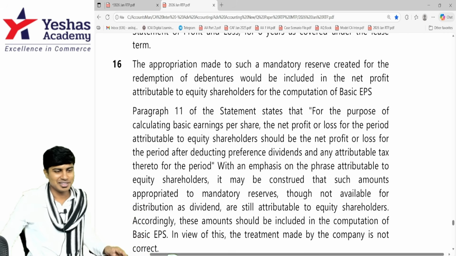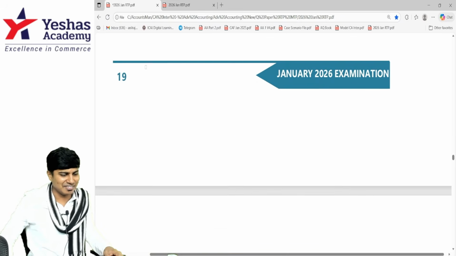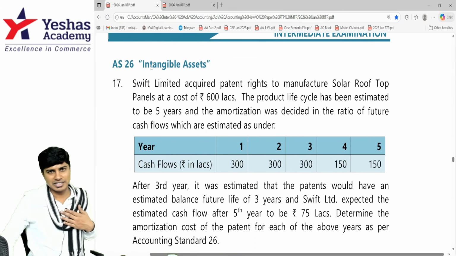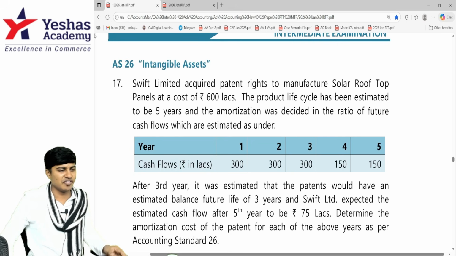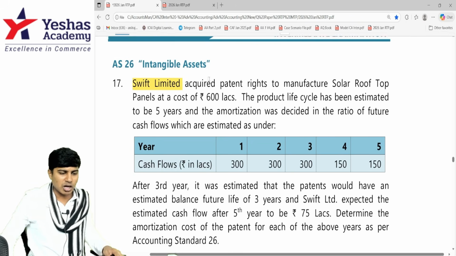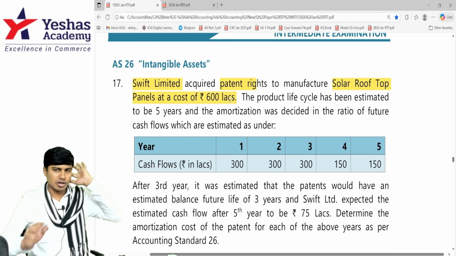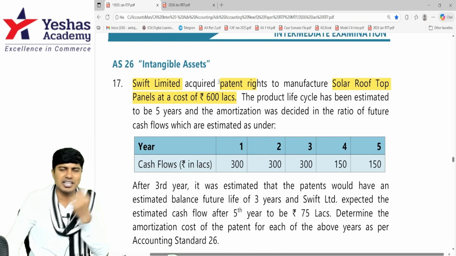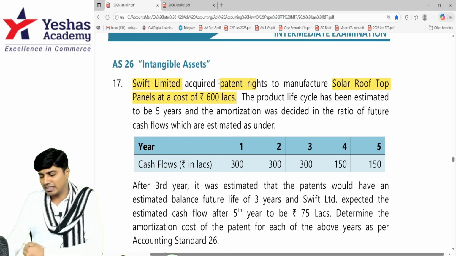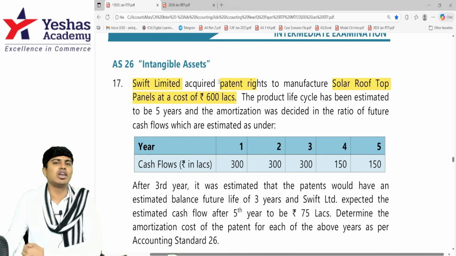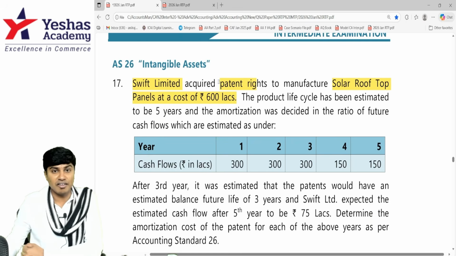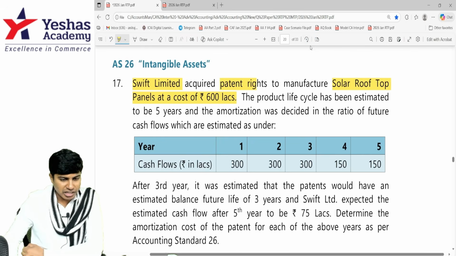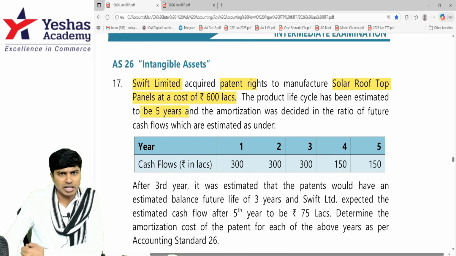Let's go to question number 17, which deals with intangible assets, something that we cannot touch but we can only feel. Swift Limited acquired patent rights to manufacture solar rooftop panels. Sorry, this is not Maruti Suzuki Limited, this is Swift Limited. That's the name of the company. They bought a patent. Patent is an intangible asset. This intangible asset has to be amortized over the useful life on the pattern of utilization. The production life has been estimated to be 5 years. We'll amortize it over 5 years.